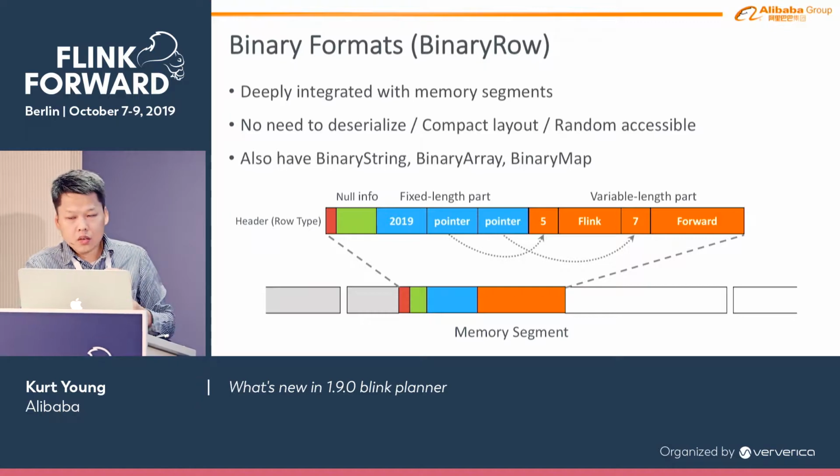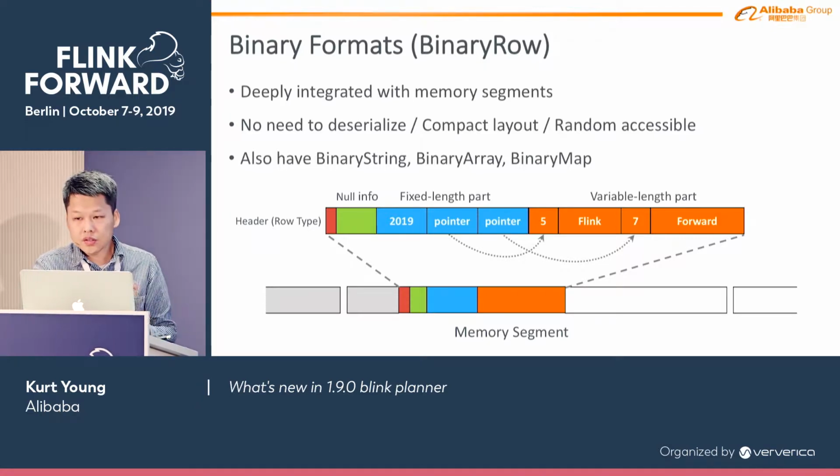The biggest advantage of binary row is that there is no need to deserialize. Because we integrate it deeply with Flink's memory management, which has a memory segment for each unit, once you have a memory segment and you know the start offset of the row, everything is done and you can already access the row. More importantly, this binary row has the ability to do random access.